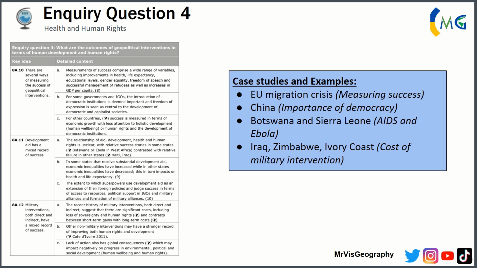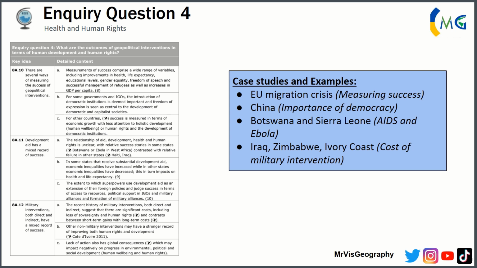The case studies there, we look at measuring success, and we look at the European migration crisis after the Syrian civil war, when loads of migrants came to Europe in search of refuge. How did that work? We look at China and the importance of democracy in promoting development and human rights. We also have a look at Botswana for AIDS and Sierra Leone for Ebola, and how successful or unsuccessful they've been. Botswana is a shining light in African democracy, economy and management, whereas Sierra Leone's really struggled.